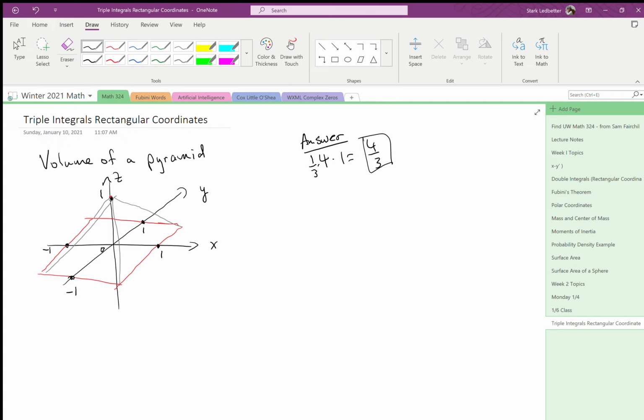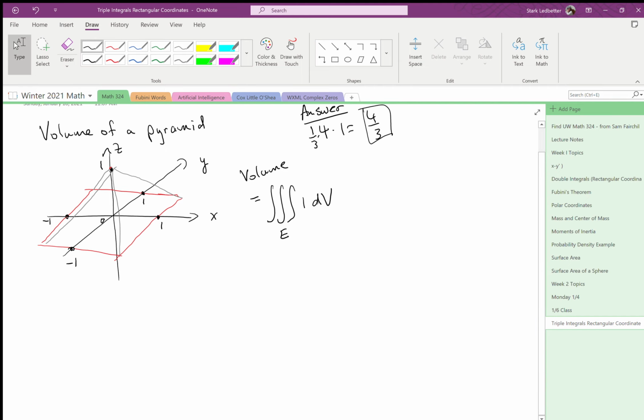All right, so let's do this with a triple integral. By the way, notation, we're going to integrate over, usually we'll say E, so volume is the triple integral over some three-dimensional region E of 1 dV this time instead of dA. Okay, and we're wanting to do this in rectangular coordinates, so we're going to have 1 dx, dy, dz. Okay, let's work from the outside in. So z is going to go from 0 to 1.